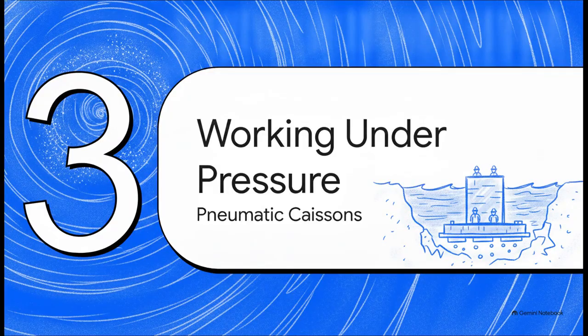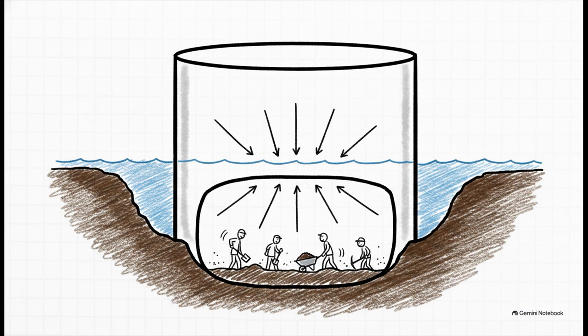All right, Section 3, Working Under Pressure. So what happens when the soil is way too soft? The risk of scour is simply too high, and engineers need absolute control at the very bottom of the river. This is where the pneumatic caisson comes in. Remember our table? Closed at the top, open at the bottom. Down at the very bottom of this structure is a working chamber.